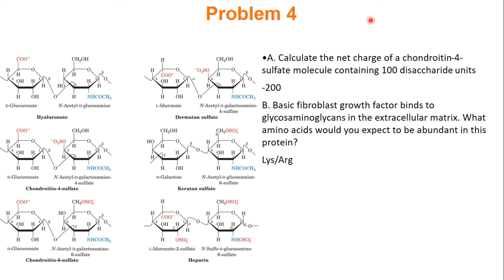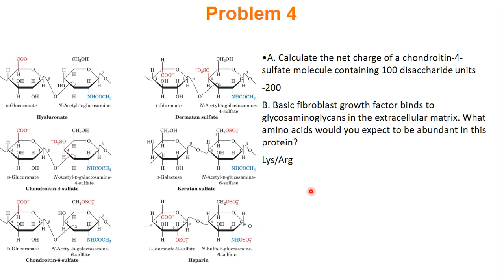So if we're looking at chondroitin 4-sulfate, what is the net charge if it has 100 disaccharide units? So if we go to chondroitin 4-sulfate, you see we have a negative and a negative. That's for one disaccharide unit. If we have 100 of these, each disaccharide unit is minus 2. Minus 2 times 100 is minus 200. So that's a characteristic of these amino sulfate sugar compounds. Very negatively charged, and you have an NH at position 2.